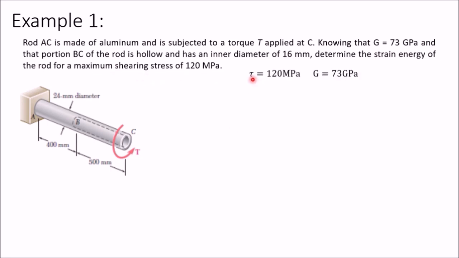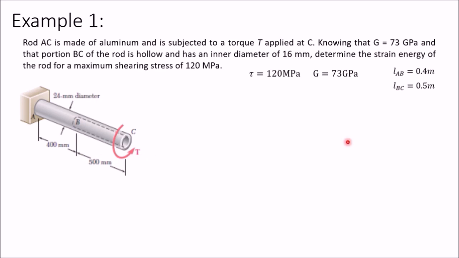Different values are given. The maximum value of tau is 120 megapascal. G is given as 73 gigapascal. Now the length of AB is given as 400 mm, so I am writing it as 0.4 meter. The length of BC is 0.5 meter. So these lengths are also given.